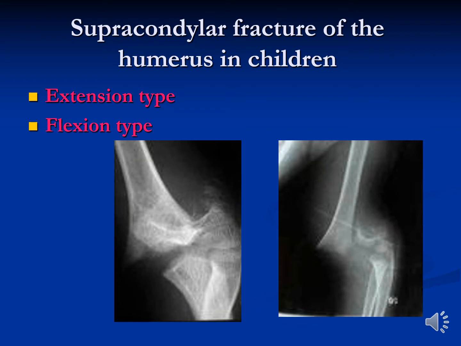Classification of supracondylar fracture of the humerus. It can be classified according to the displacement of the distal fragment. Usually in orthopedic trauma, we refer to displacement by displacement of the distal fragment. Two types. Extension type, the distal fragment is displaced posteriorly. We can call it posterior type. Flexion type, the distal fragment is displaced anteriorly. Which is more common? The extension type. More than 90% of supracondylar fractures of the humerus are extension type.